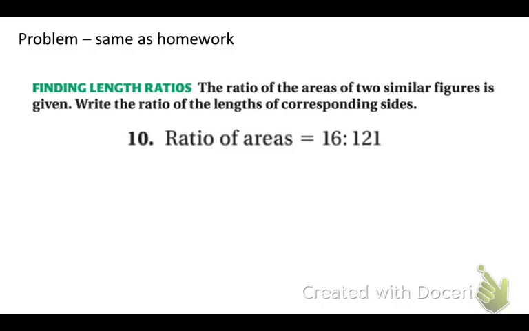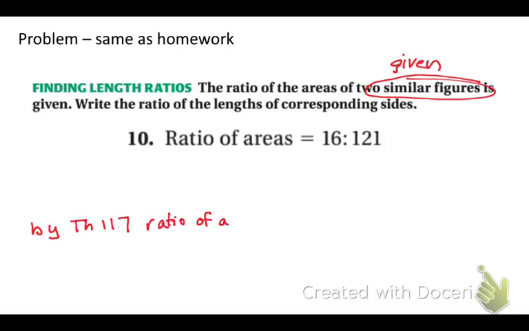Here we're given the ratio of the areas of two, again, similar figures. We're given that they're similar, otherwise it doesn't work. Write the ratio of the lengths of the corresponding sides. By Theorem 11.7, as we've talked about, the ratio of areas is the square of the ratio of sides or perimeters, either one.